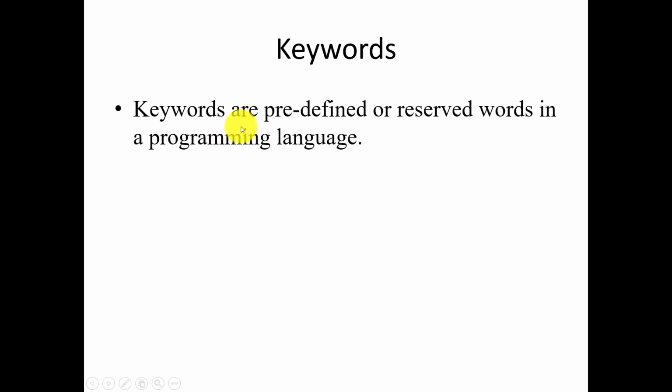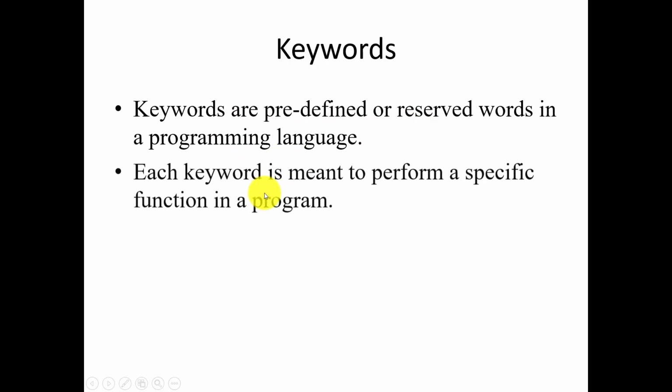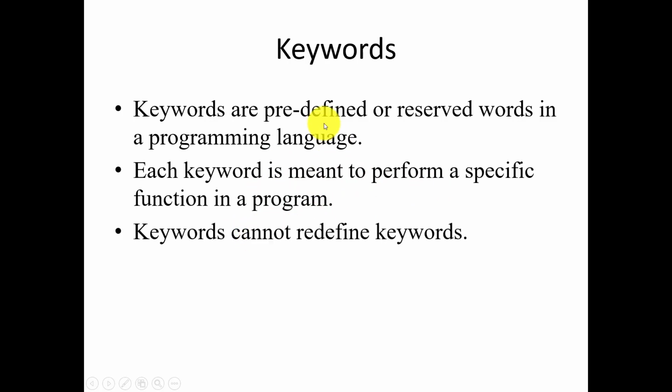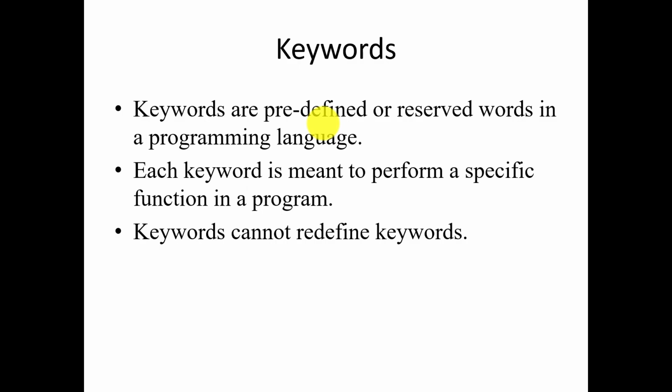Now what is a keyword? Keywords are predefined or reserved words in a programming language. Each keyword is meant to perform a specific function in a program. A keyword is nothing but a reserved or predefined word. Each keyword has a specific function in a program. Once we write a keyword, it cannot be redefined.